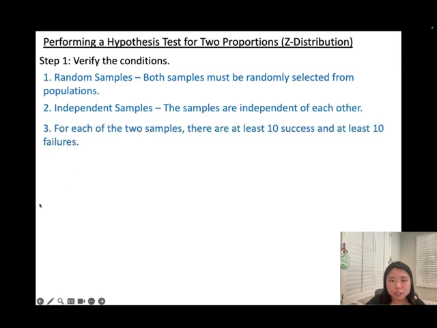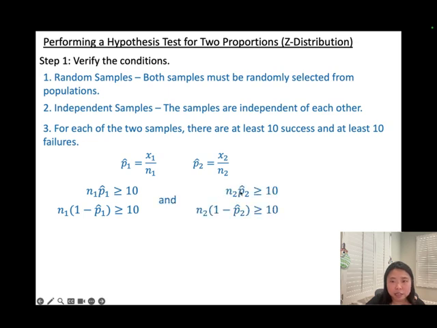Sometimes they may only give you the number of successes and the sample size, so you may need to calculate the sample proportion by yourself. This is how you calculate p1 hat and p2 hat. After that, you find out whether you have at least 10 successes and 10 failures for population 1, and 10 successes and 10 failures for population 2. So that will be your step 1 here.